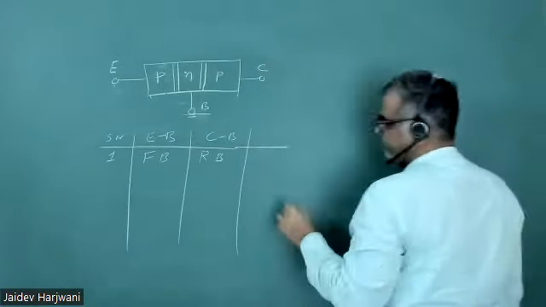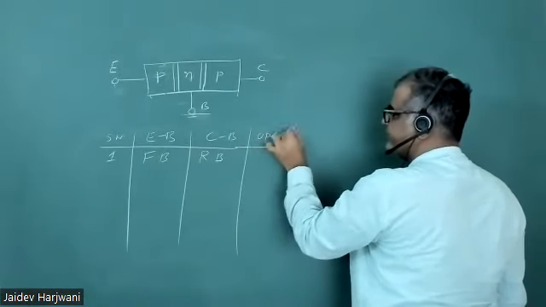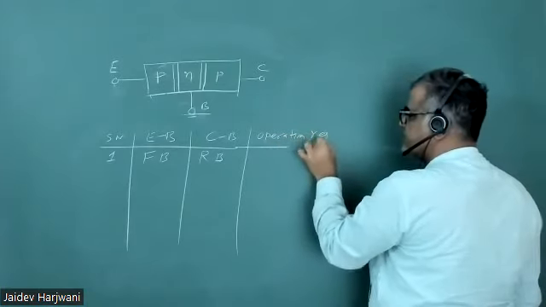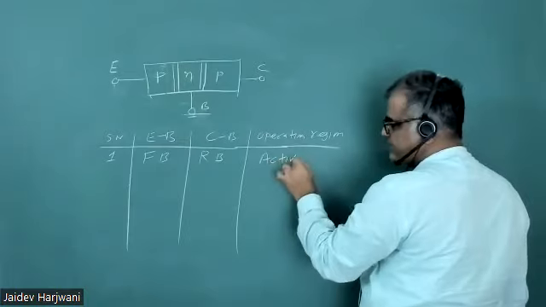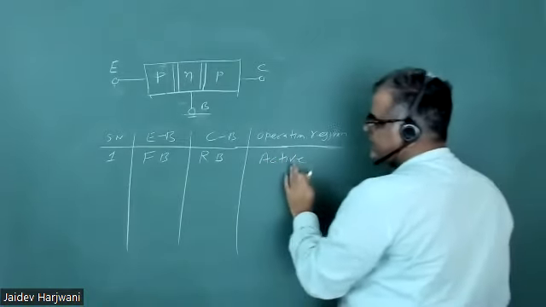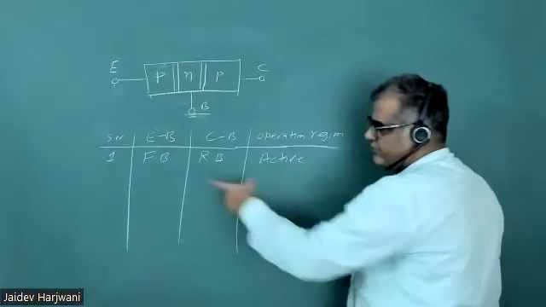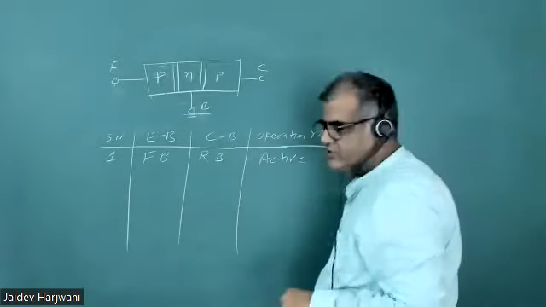When you apply this type of biasing, the operating region of the transistor is called the active region. We'll discuss what this active region is. The transistor is said to be working in the active region when you have forward bias on one junction and reverse bias on the other. This type of biasing is basically used for your amplifier.